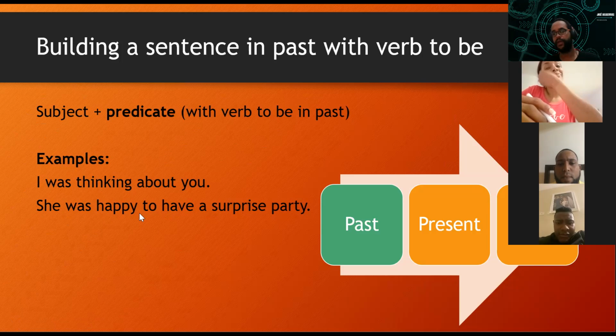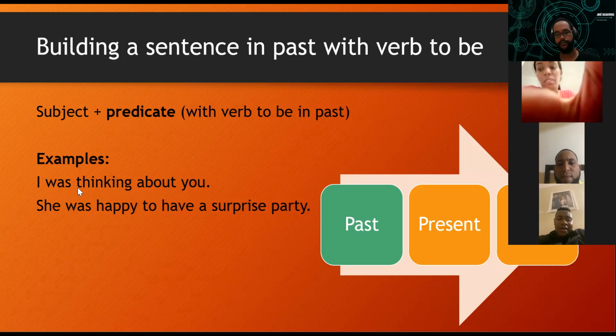She was happy to have a surprise party. Here, the verb to be is in past. Can you make it present?